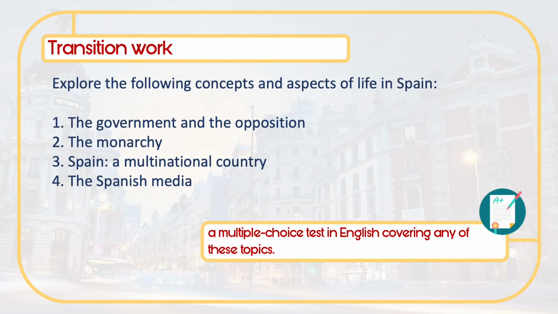We have prepared a very carefully curated transition work for you to do over the summer holidays. We will not be focusing so much on your knowledge of Spanish as a language, but it'll be based on your knowledge of Spain as such. This is a very important aspect to get a good grade and a good understanding of your A-level Spanish. The four main areas that I would like you to explore throughout these months are the government and the opposition.